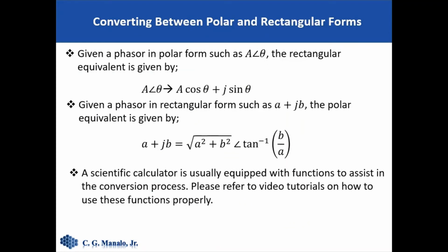Now we can convert between polar and rectangular forms of the phasor. So for example, I'm given a phasor which is in polar form that looks like this. I can get the rectangular equivalent by using this. Well, there is actually an A here. So given a phasor in rectangular form, A plus jB, we could get its polar equivalent by using this formula.